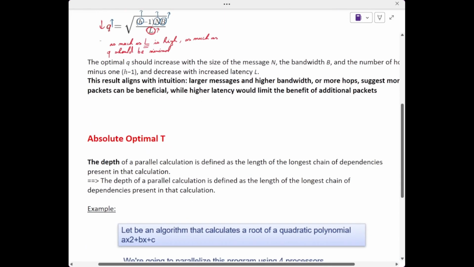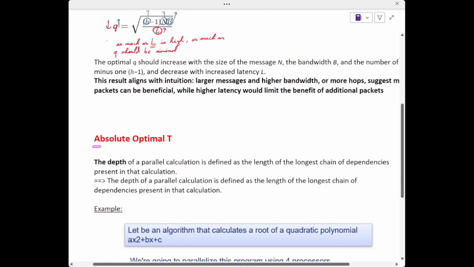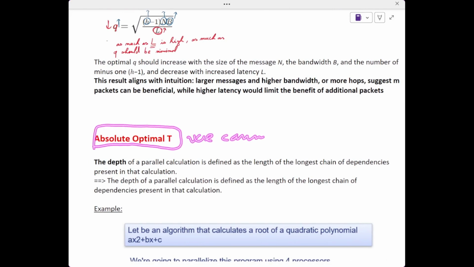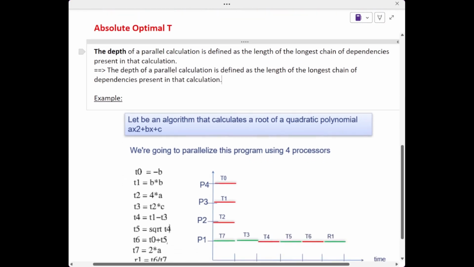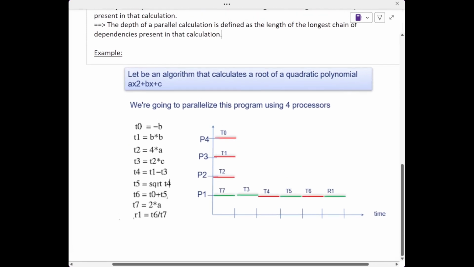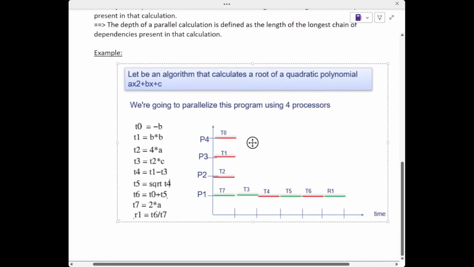Of course, in all cases, there is an absolute optimal T that we cannot exceed, which is the depth of the parallel calculation. The depth is defined as the length of the longest chain of dependencies present in that calculation. We saw this in chapter 3. This is an example that computes the roots of a polynomial, ax² + bx + c.